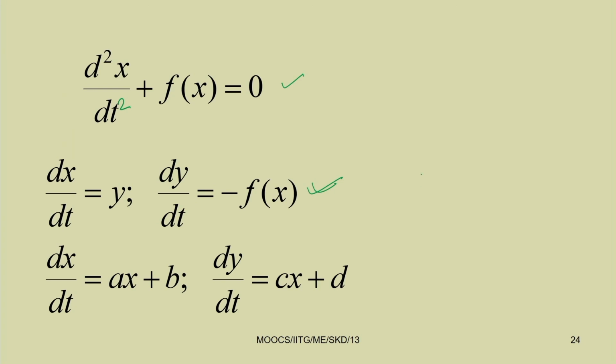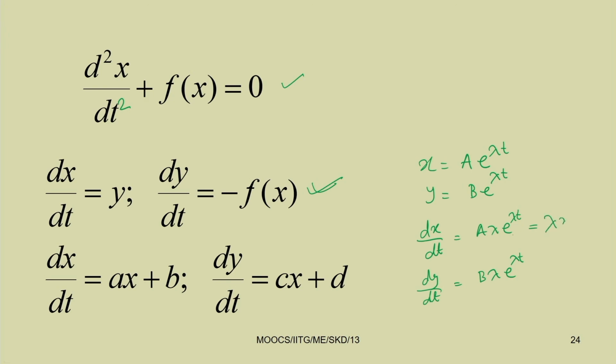So, let x equal to a e to the power lambda t and y equal to b e to the power lambda t. In this case dx by dt will be equal to a lambda e to the power lambda t, and similarly dy by dt is b lambda e to the power lambda t. Since a e to the power lambda t equals x, this becomes lambda x, and this becomes lambda y.